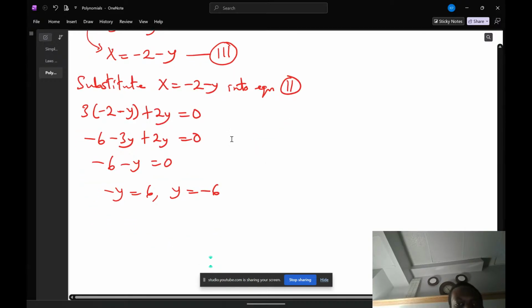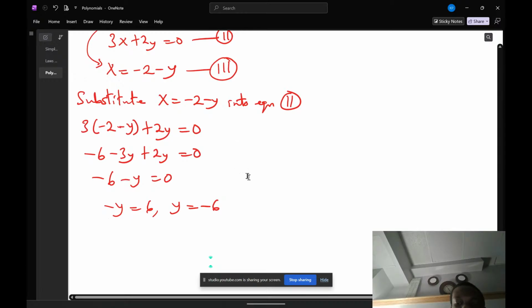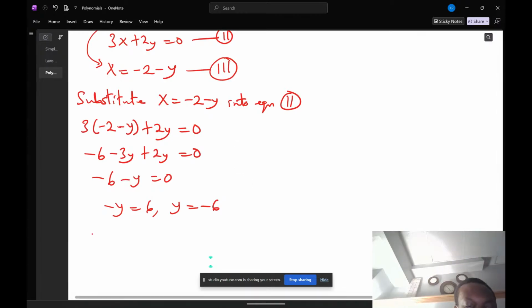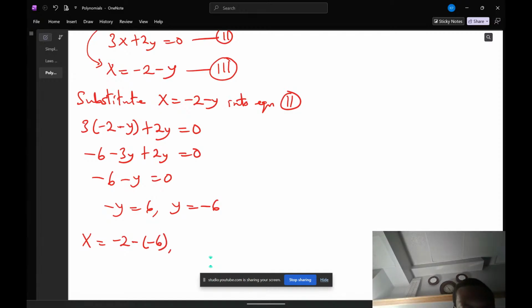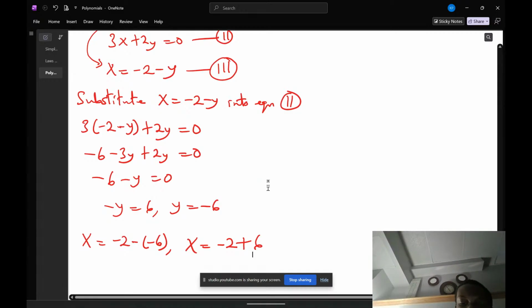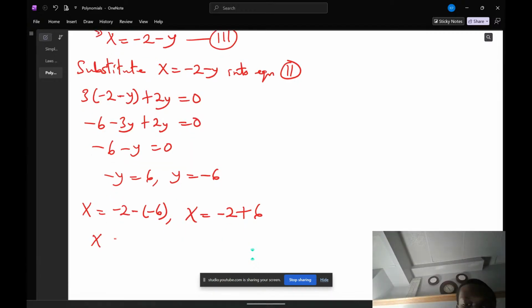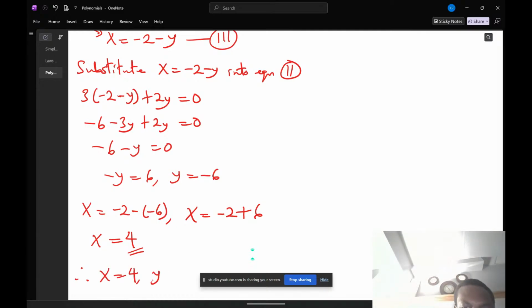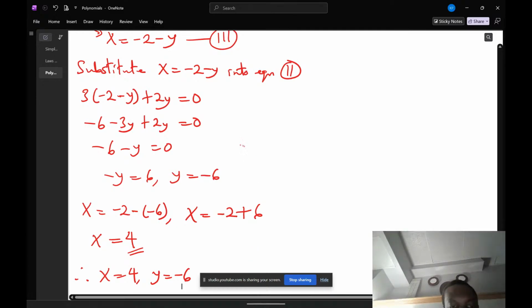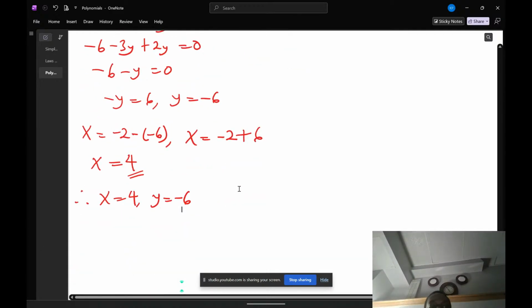Now, we know that y equals minus 6, so now let's find x. x is equal to minus 2 minus minus 6. x is equal to minus 2 plus 6. Okay, so x is equal to 4. So therefore we say that x is equal to 4 and y is equal to minus 6. So that's it for that question.